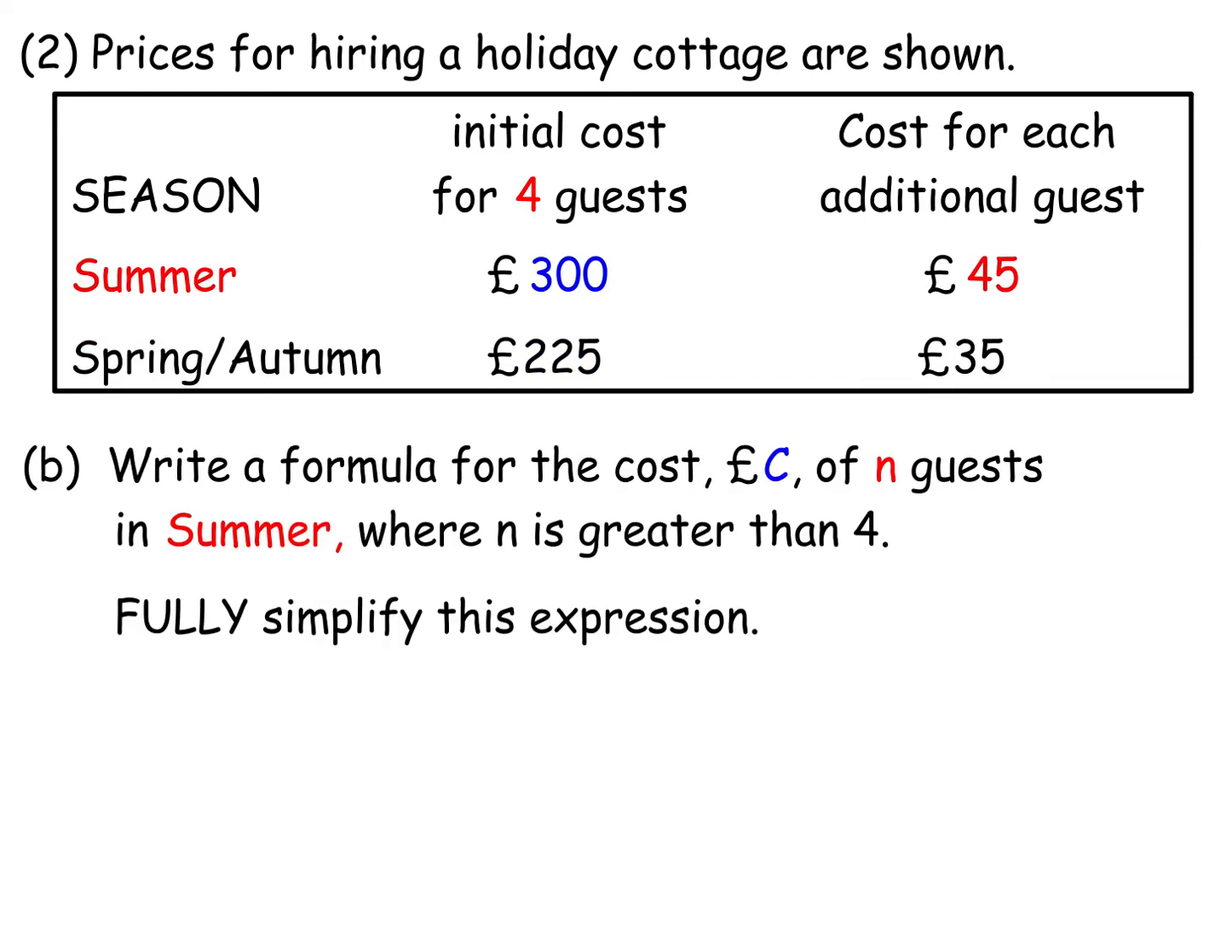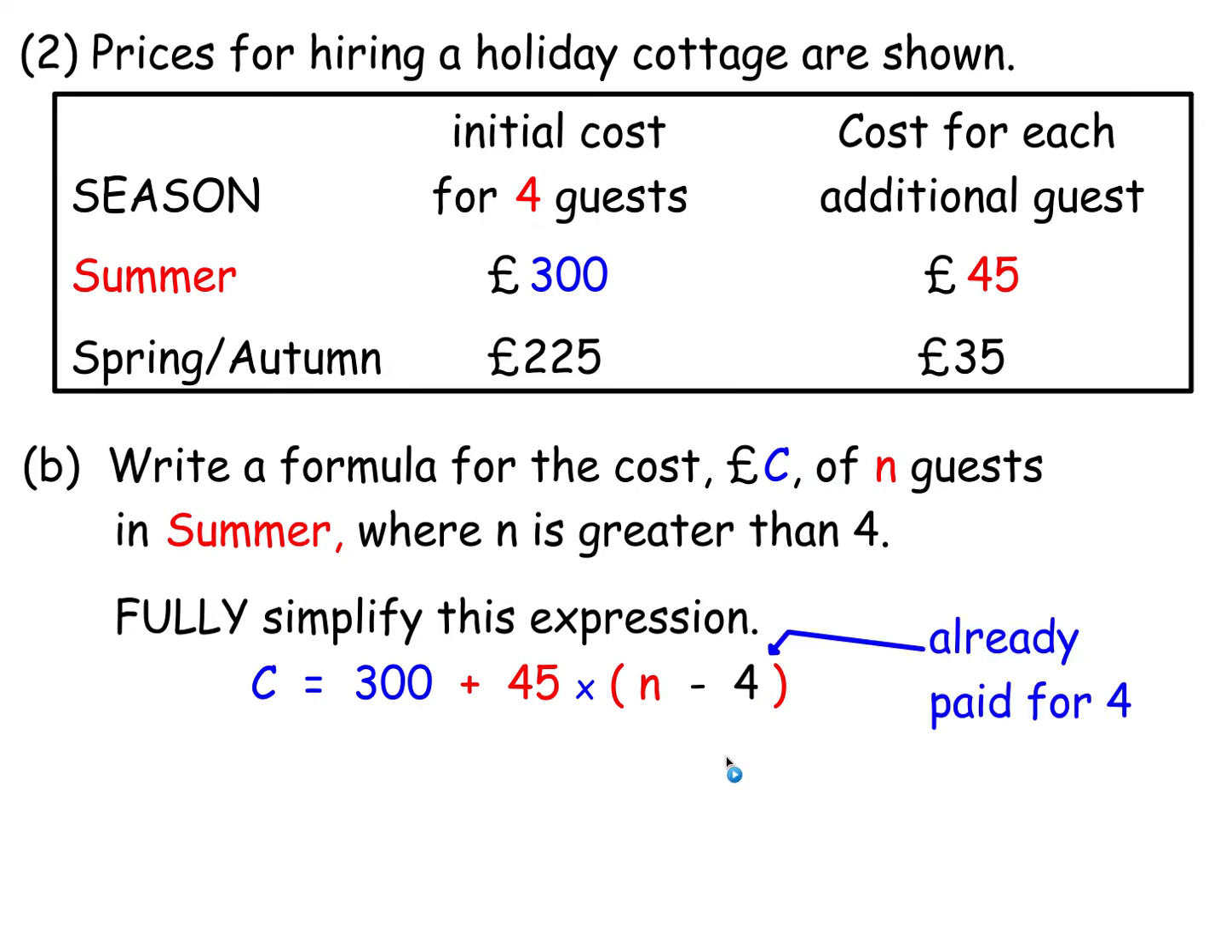So in part B, it's in summer this time, the cost in summer of n guests where n is greater than 4. Setting out just like we did in part A, there's the £300 for the 4 guests. However many guests it is, you subtract 4 because you've paid for 4. So that's the 4 already paid for.